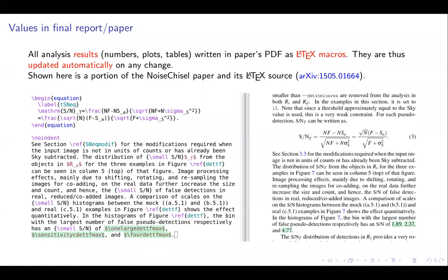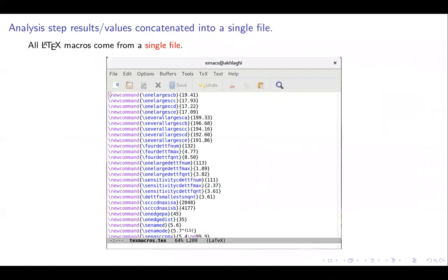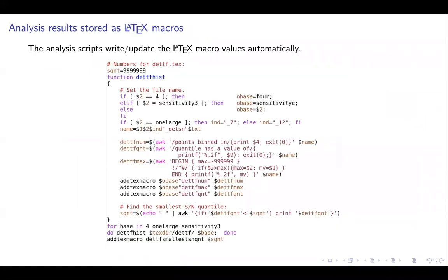Look here. This is the PDF of the paper, and this is the LaTeX source. The three numbers at the end of this paragraph in the PDF are not numbers in the LaTeX source. They're LaTeX macros. All of these macros come from a single file called text macros, and you see here are the three numbers. Every number in the paper is a LaTeX macro. This macro is generated at the exact moment that the data set I'm talking about in the paragraph is created, the macro is written. You see over here, it's just a loop. All three of those are generated by a single script.